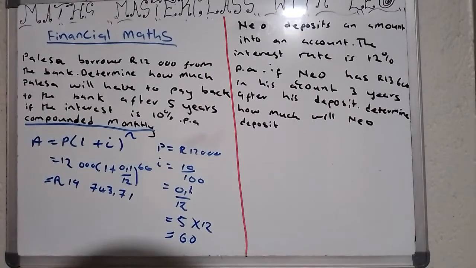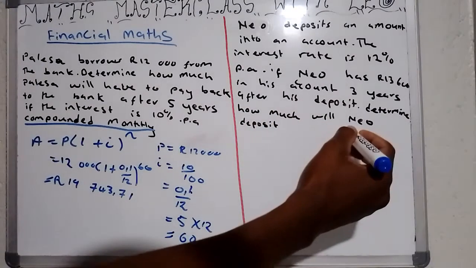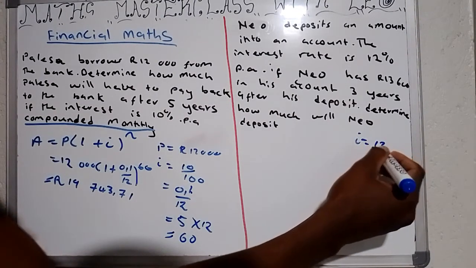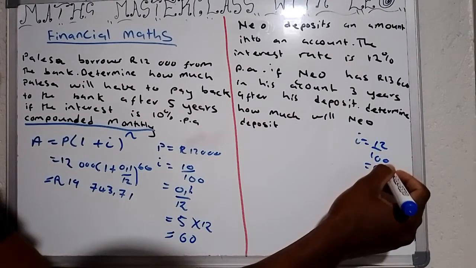Okay, they say Neo deposits an amount into an account. The interest rate is 12% per annum. They did not say anything about compounded what. They just said per annum, right? If Neo has 13,600 in his account 3 years after his deposit, determine how much Neo deposited. So in this case, i is equal to 12 divided by 100. You're going to get 0.12.